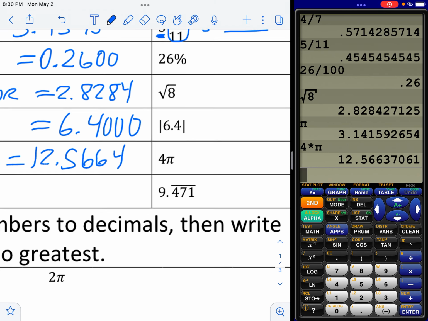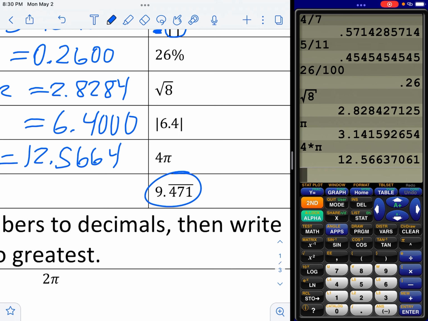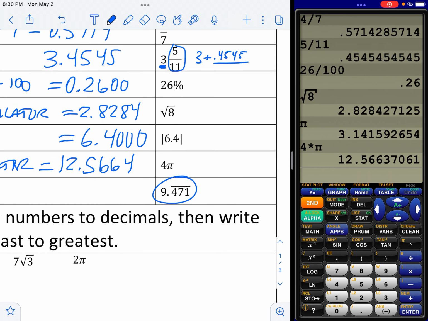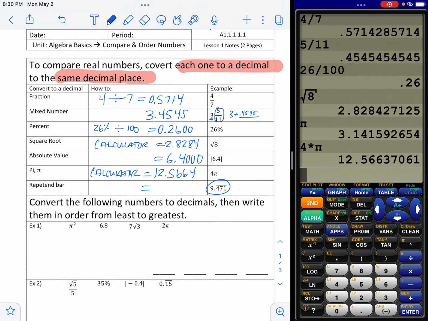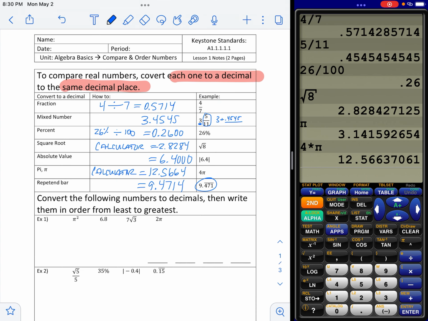And the last one here is the bar that we use when we repeat decimals. All that means is that whatever decimals the bar is over top of are the ones that repeat. So in this case, the 4, 7, and 1 all repeat. Okay, so if I was expanding this, it would be 9.4714 is the next one, right? Because I'm doing 4 decimal places.